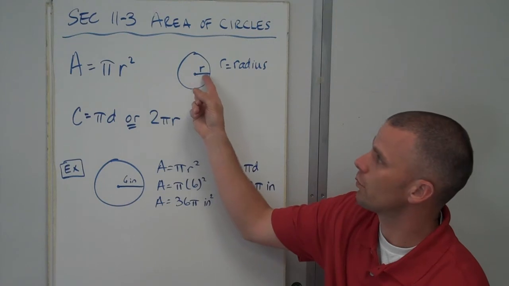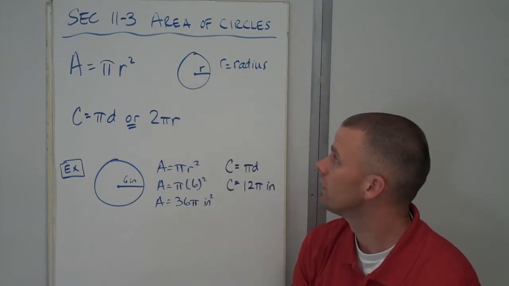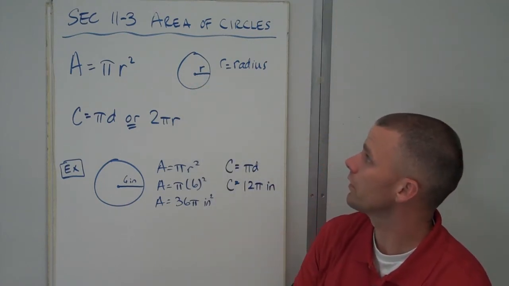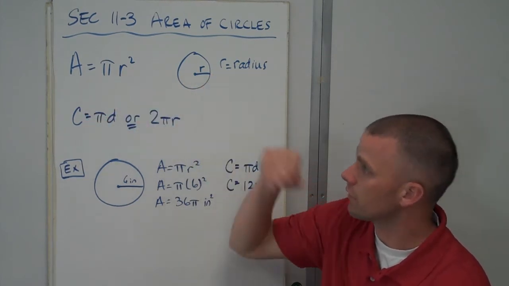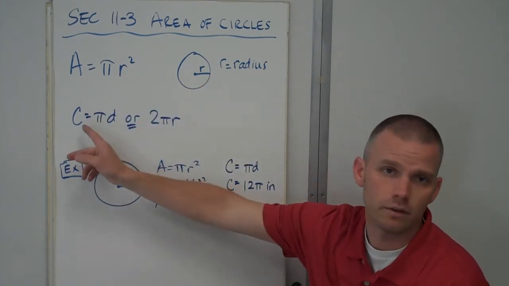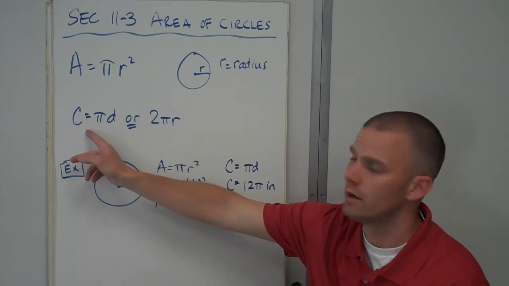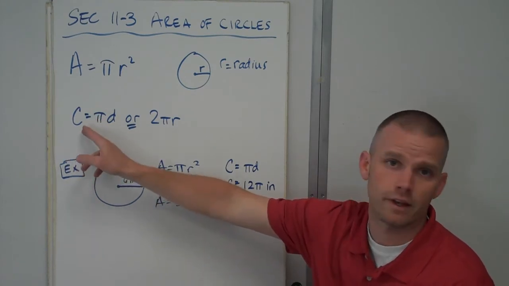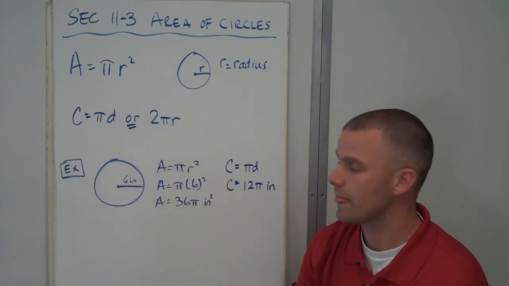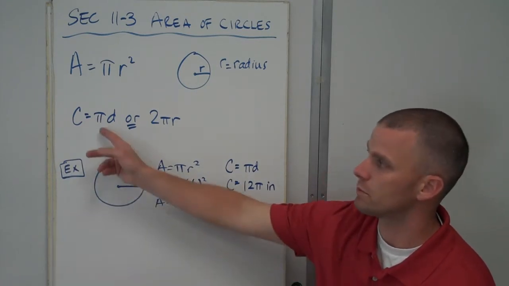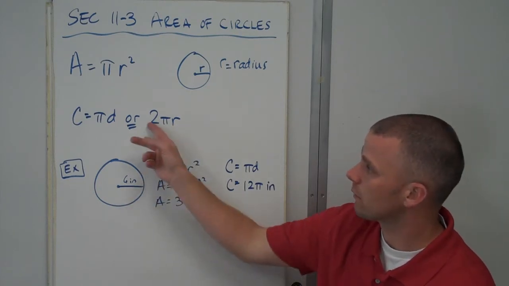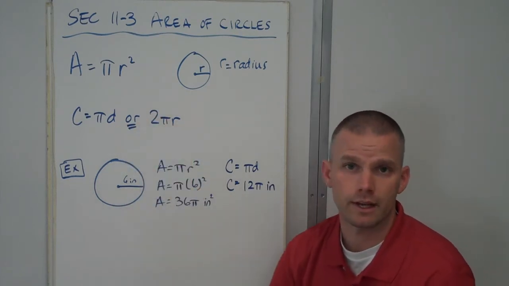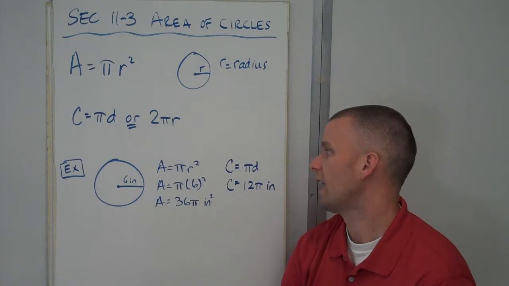Radius, remember, goes from the center point to the edge of the circle. So area is pi r squared, where r represents the length of the radius. We've also talked before about circumference being pretty much the perimeter of the circle, but we give it the fancy name of circumference because it's not a polygon, which is pi times the diameter, or 2 pi times the radius. Double the radius, you get the diameter, works out to be the exact same thing.